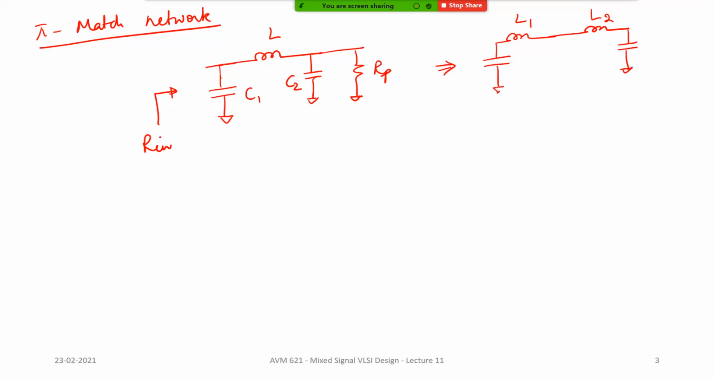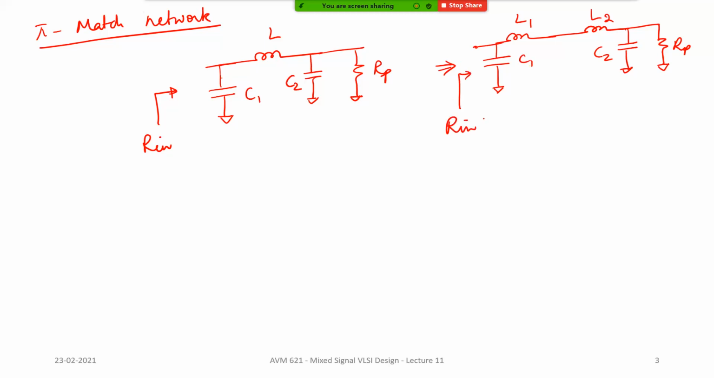Okay. Now this L1 and L2 is an imaginary or mathematical way of dissecting this inductor. Okay. In practice, you just have one inductor. This inductor is decomposed into two inductors purely on the mathematical and modeling level and not in practice. So don't get confused. Okay. So you have an RP, you have C2, C1, and let's say this is your Rn.